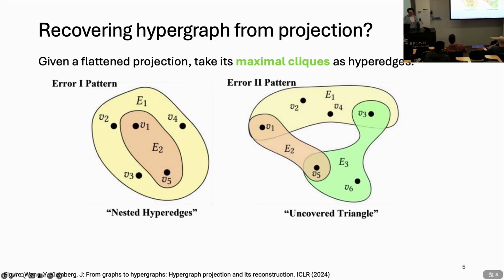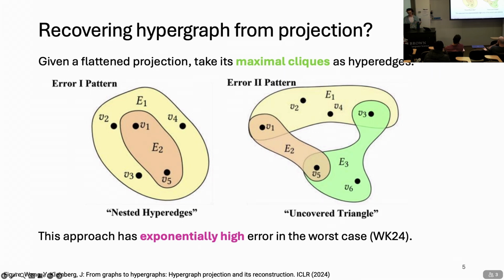Another example is the uncovered triangle. In this case, it looks like V1, V3, and V5 are in a hyperedge together, when actually just V1 and V5 are in a hyperedge together. What has been shown is that this approach of taking maximal cliques has an exponentially high error in the worst case. So this is not really a good way to recover the hypergraph.